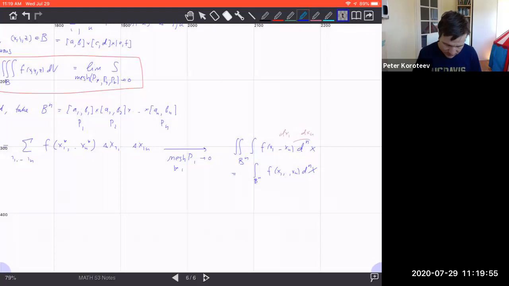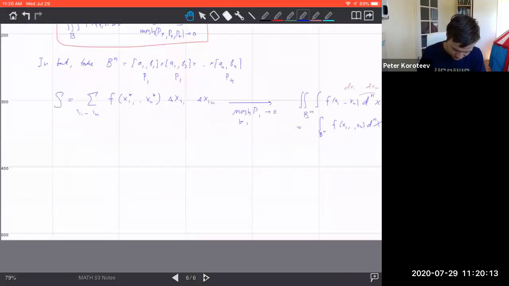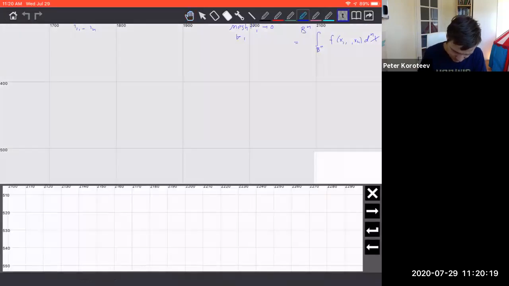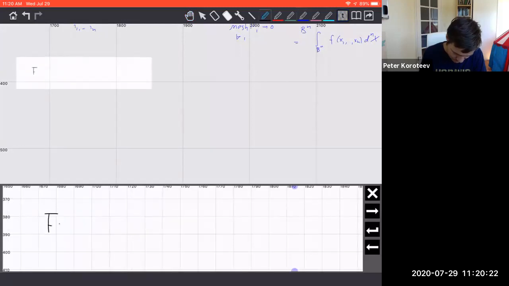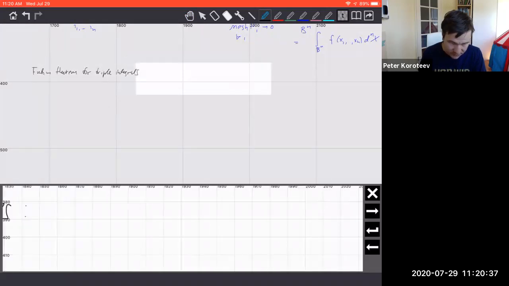So when it comes to calculations, we need to represent these integrals iteratively, right? So we'll integrate out one variable first, then the other, then another, until we get to the last one, which will be just an ordinary definite integral. So there's an analog of the Fubini theorem here for triple integrals.